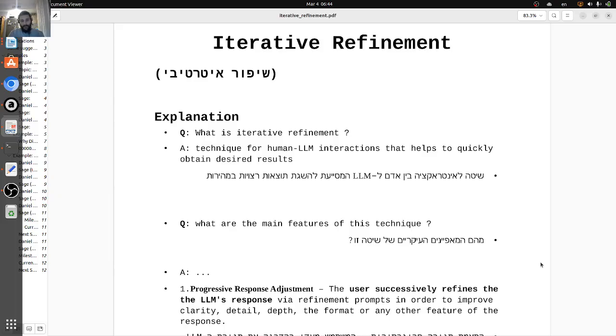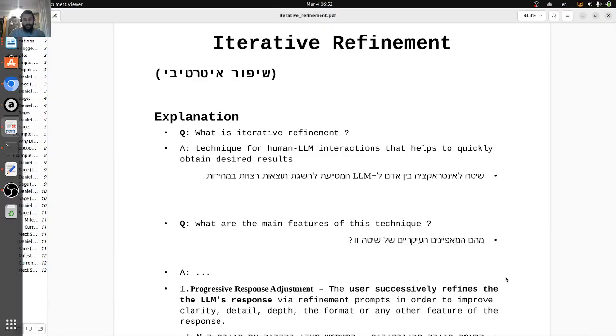So we are applying single response refinement over and over again, and ideally with each refinement the response will become a little bit better, and we continue to refine the response until we obtain a result that is sufficiently satisfying.